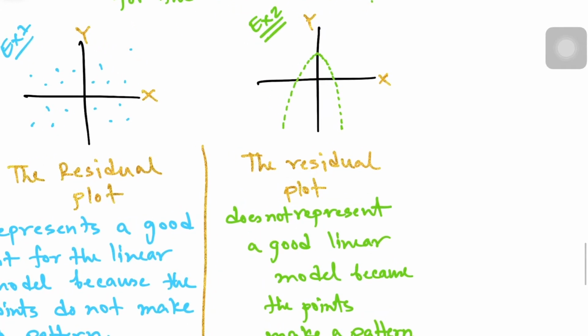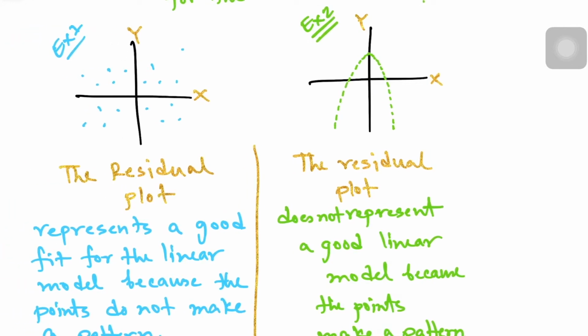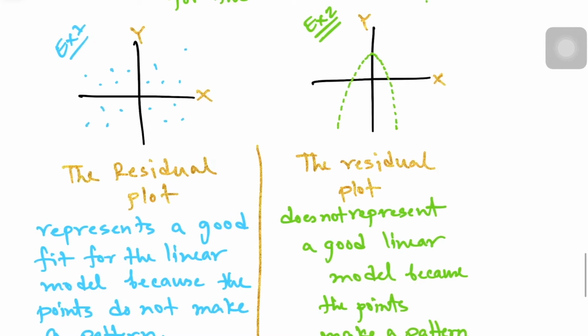Can I zoom? Yes, I can zoom in or zoom out. So if you take a look at example number 2, the residual plot does not represent a good linear model because the points make a pattern. So if it makes some kind of pattern, it does not represent a good linear model.